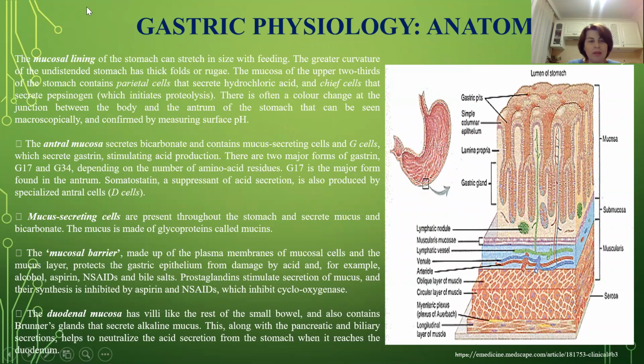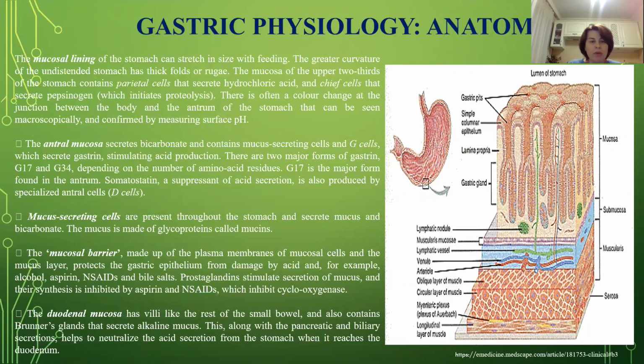The mucosal lining of the stomach can stretch in size with feeding. The greater curvature of the underdistended stomach has rugae, or folds. The mucosa of the upper 2/3 of the stomach contains parietal cells that secrete hydrochloric acid and the chief cells that secrete pepsinogen. There is often a color change at the junction between the body and the antrum of the stomach that can be seen macroscopically and confirmed by measuring surface pH.